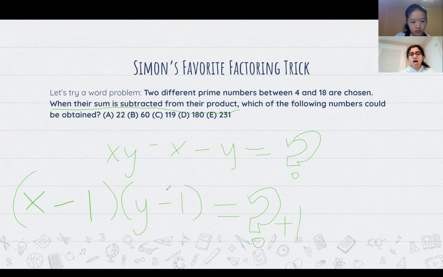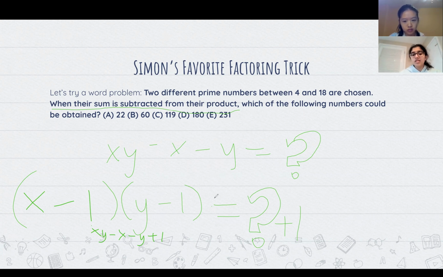So we know that all the different prime numbers between 4 and 18 are odd, right? So that would mean that x minus 1 and y minus 1 are both going to be even, because 1 less than an odd is going to be an even. So that means that our product, so question mark plus 1, is going to be even.